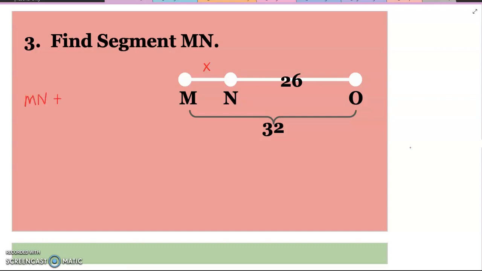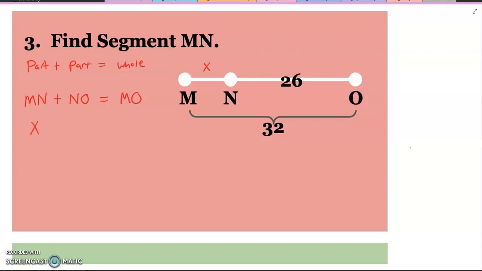So MN is a part, NO is a part, and MO is the whole. So remember what we said in segment addition postulate problems. I'm going to repeat this a lot. Part plus part equals whole. So now that we have that, let's label what each of these are.